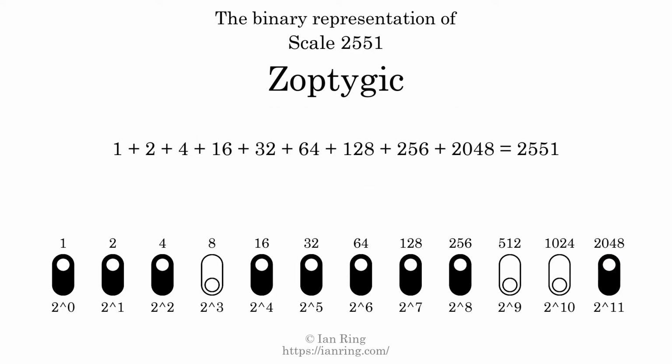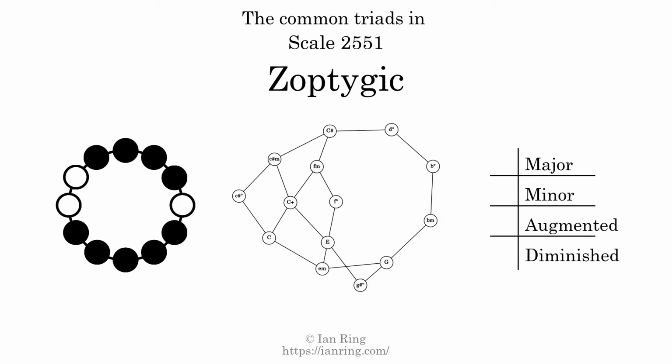The powers of 2 that are present in the scale, all added together, equals 2551. That is why the scale number, in decimal, is 2551. The scale number not only enumerates the scale with a unique index, but it also literally describes the tonal content of the scale. Represented as a binary number in base 2, the scale number is 1001111110111. Here are the common triads present in this scale.